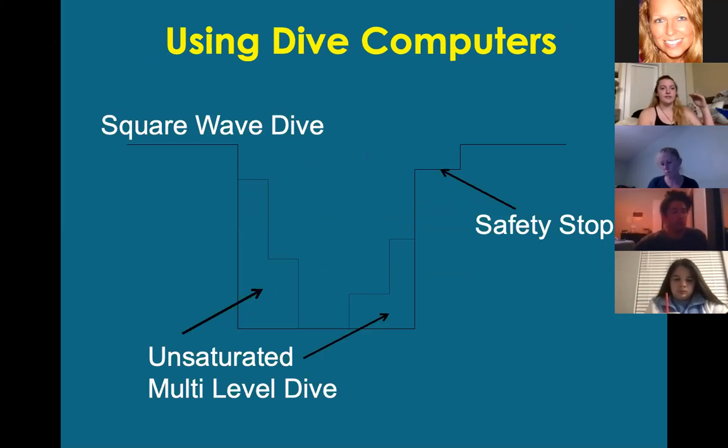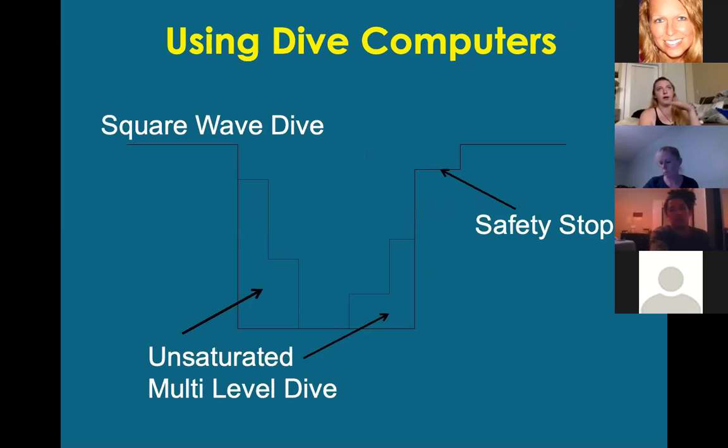If you stay at one level for a certain amount of time, like longer than a couple minutes, it'll actually calculate that time and then your other levels. So this is just showing you that dive computers will actually calculate through all of that.